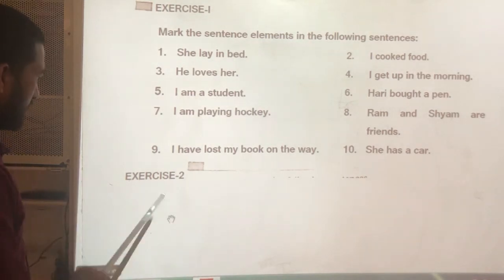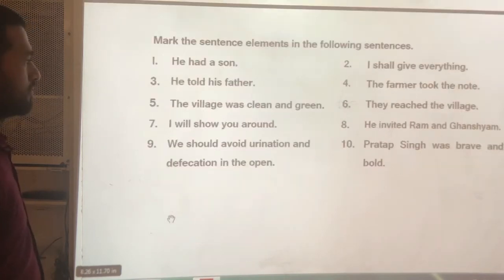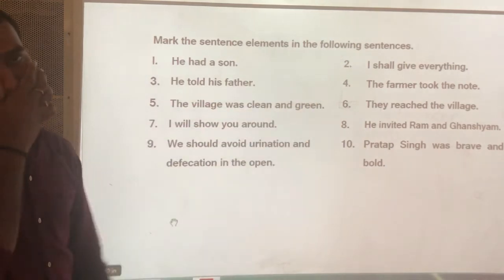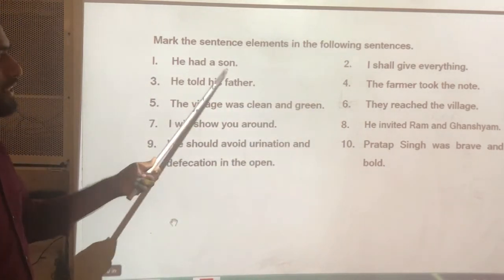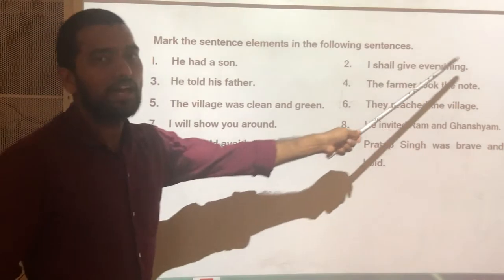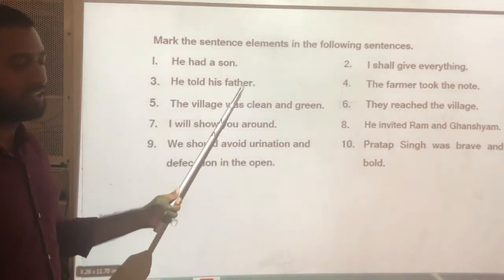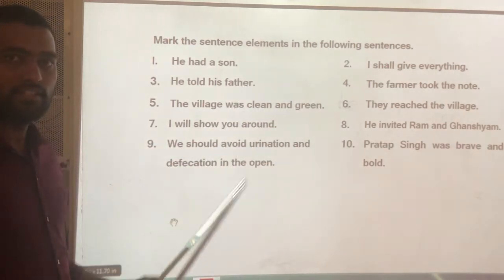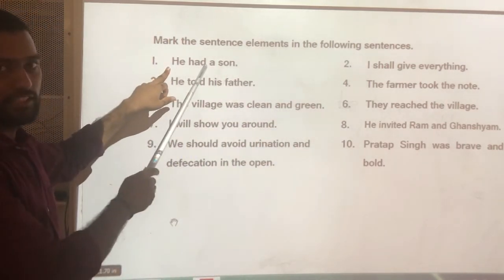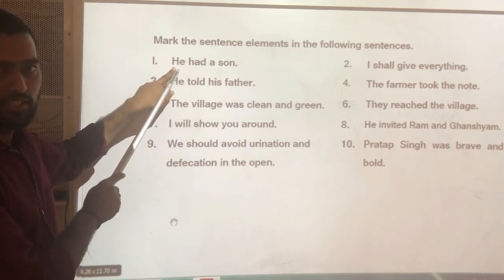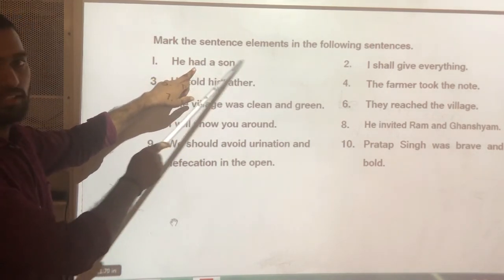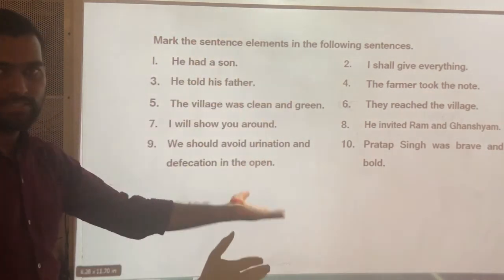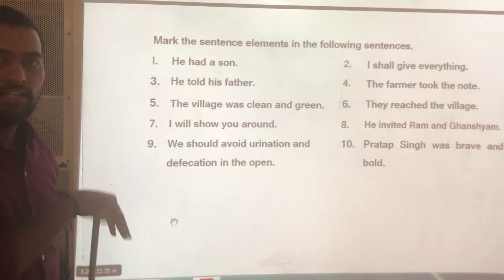Next one, there is one more exercise. See, mark the sentence elements in the following sentences. He had a son. I shall give everything. He told his father. The farmer took the note. Just write down these sentences and try to identify the parts of a sentence. For example, here this is a subject, this is a verb, and this is an object. There is no complement and no adverbial. But there are some more sentences which may have adverbial and complement.